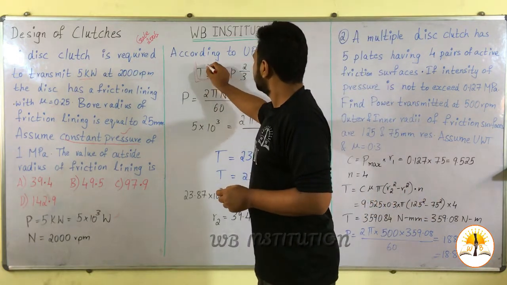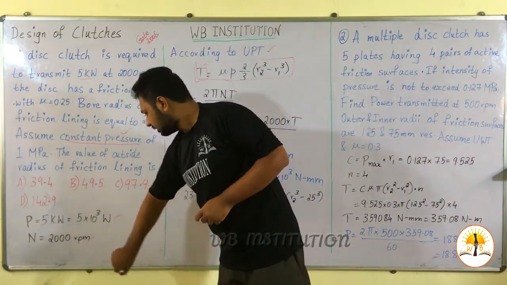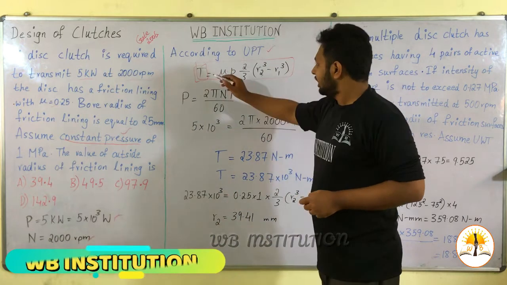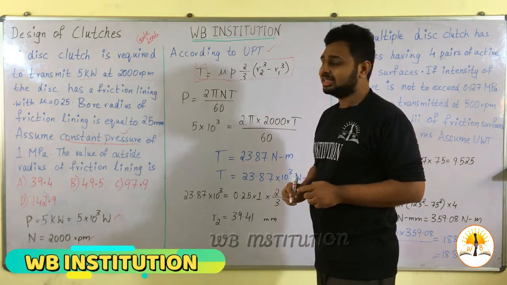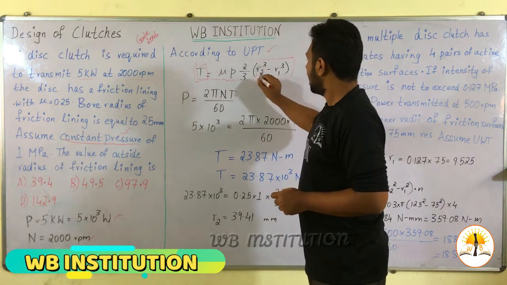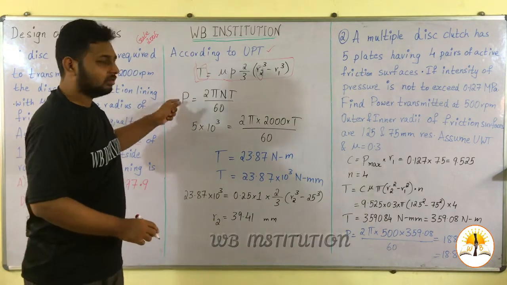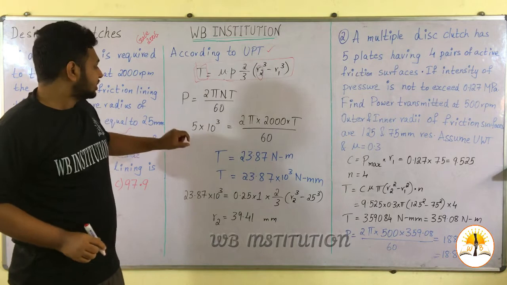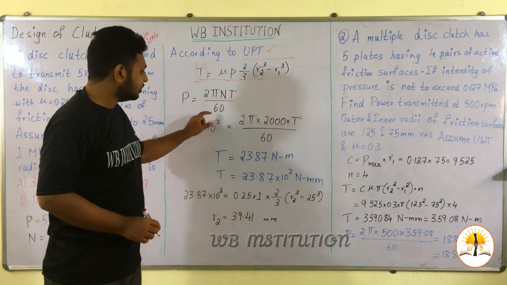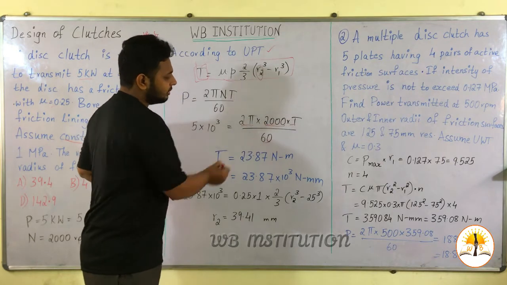So this is the equation which we have derived in the previous video, and here we have to calculate the value of torque, and we have the values of power and the speed. If we calculate the value of torque and substitute this in the equation, then we get the value of outer radius. Now let us see what is the torque. We know the power P equal to 2 pi NT by 60. So here power is 5 into 10 cube, that equals 2 pi into 2000 into T divided by 60.